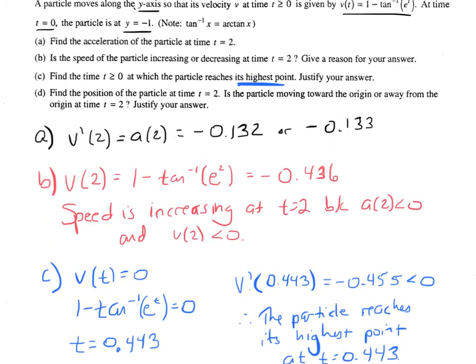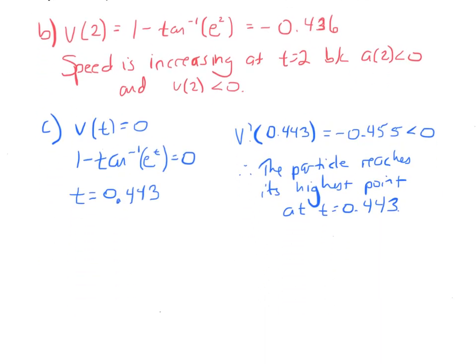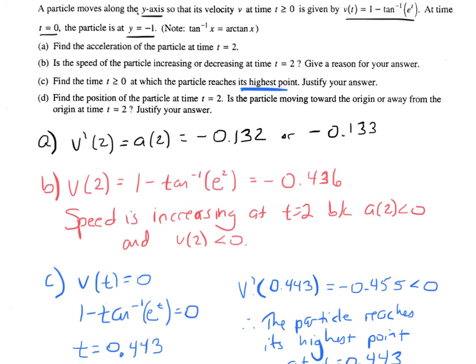And finally, we're up to part D. Find the position of the particle at time t equals 2. So the position, we know that the particle starts at -1. And then we just add the integral of velocity from 0 to 2. And that should be -1.360 or -1.361.